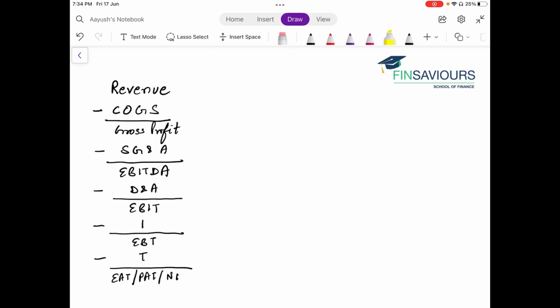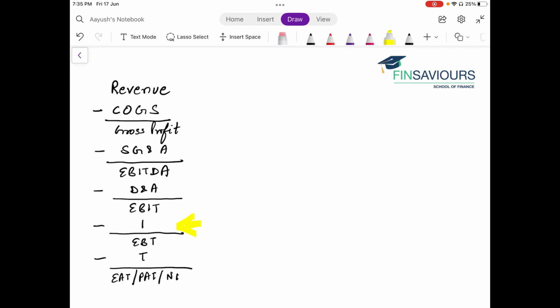Why? Because you have already subtracted interest over here. If you have already subtracted interest, then that means you have already paid the commitments to debt holders. They are out of the picture. You have already paid interest. They are out. Now, whatever is remaining is between government and equity holders.